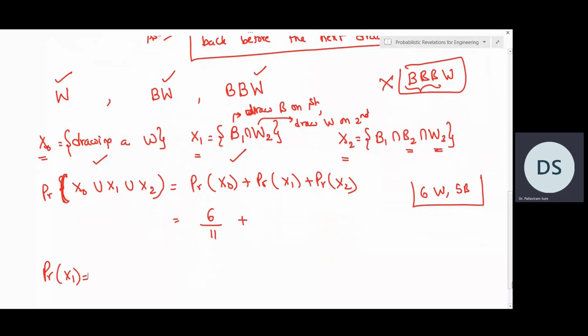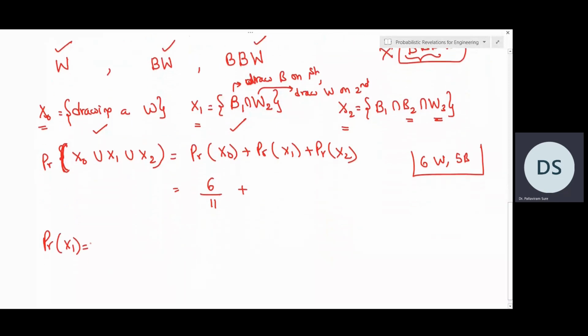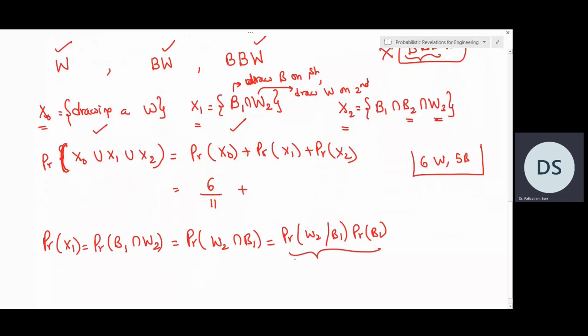So probability of X1, it stands for probability of B1 intersection W2. So let me write this as probability of W2 intersection B1. So which stands for probability of W2 given B1 multiplied by probability of B1. Now to write this expansion, we have one more option. We could have written it as probability of W2 multiplied by probability of B1. But this happens only if W2 and B1 are independent.